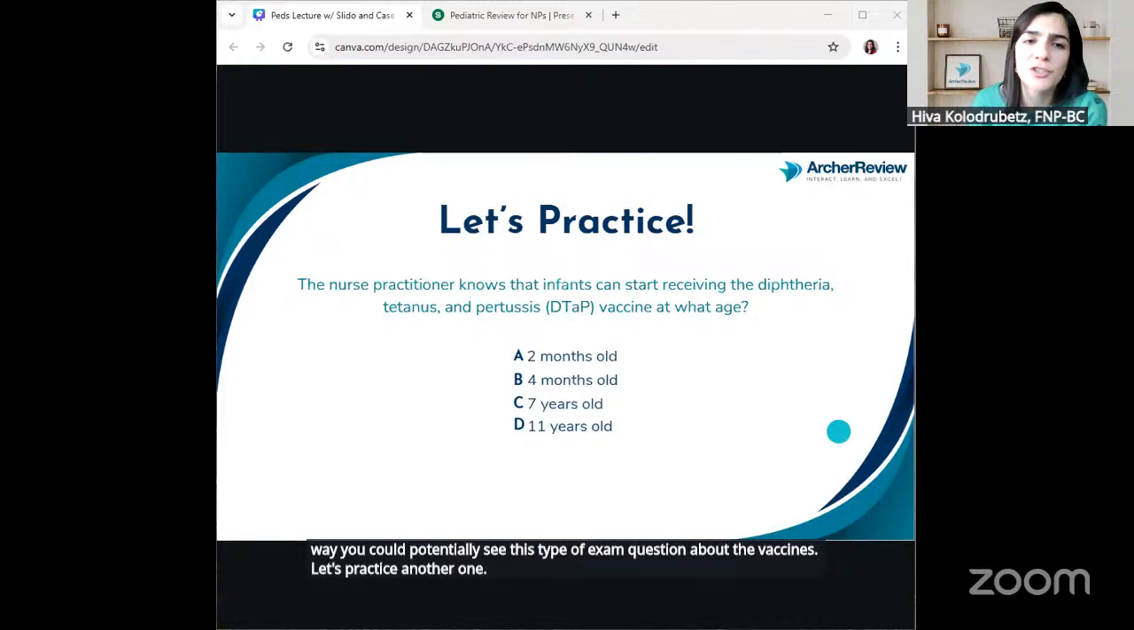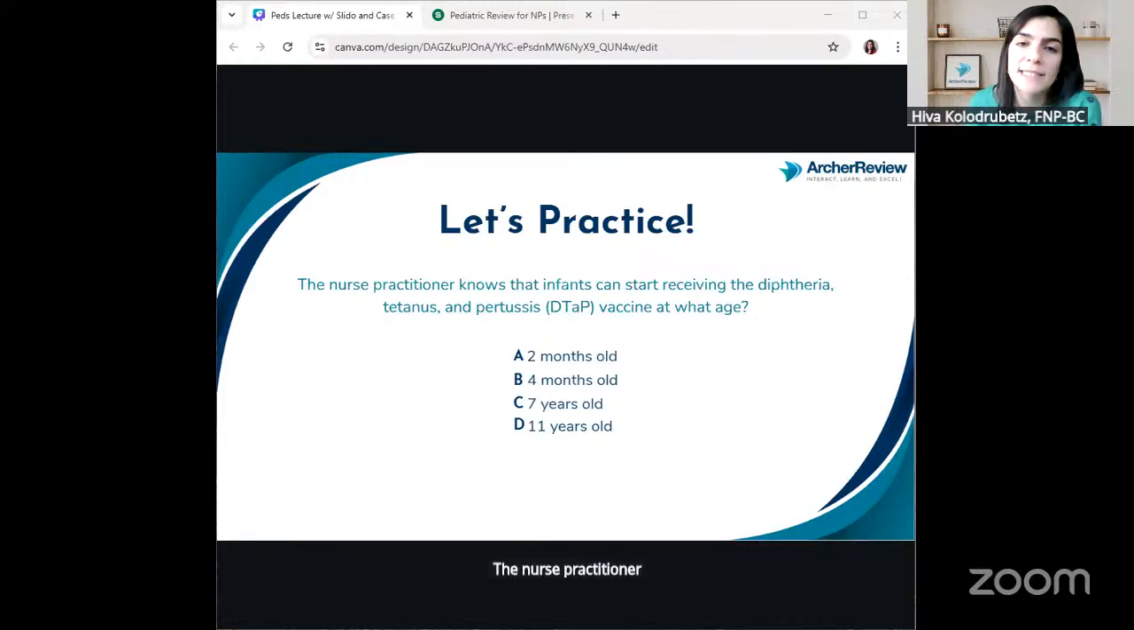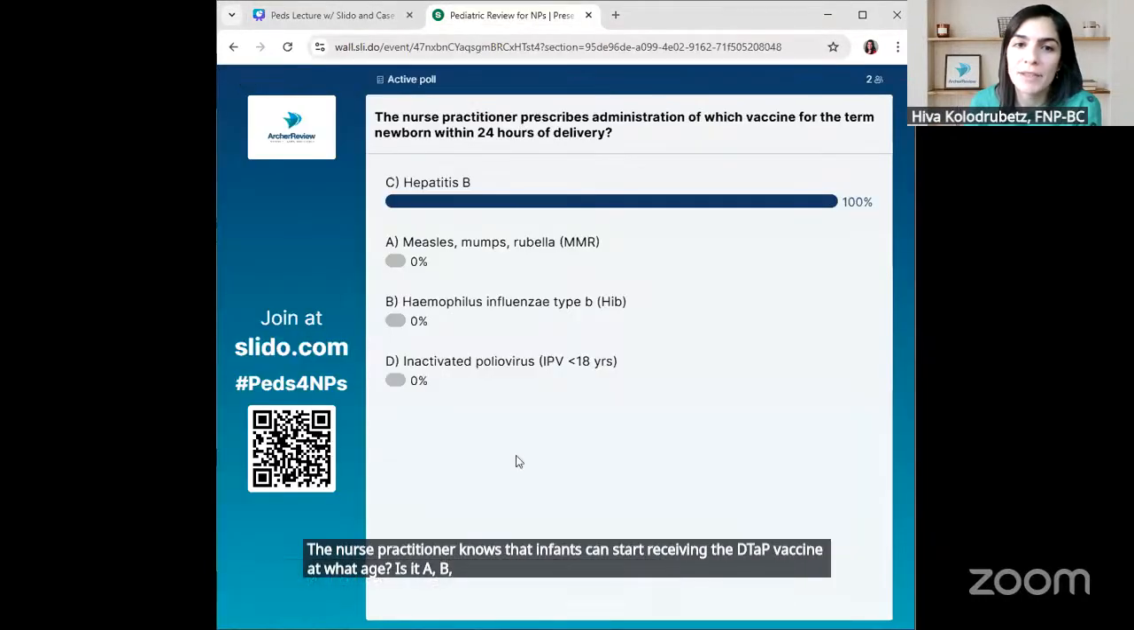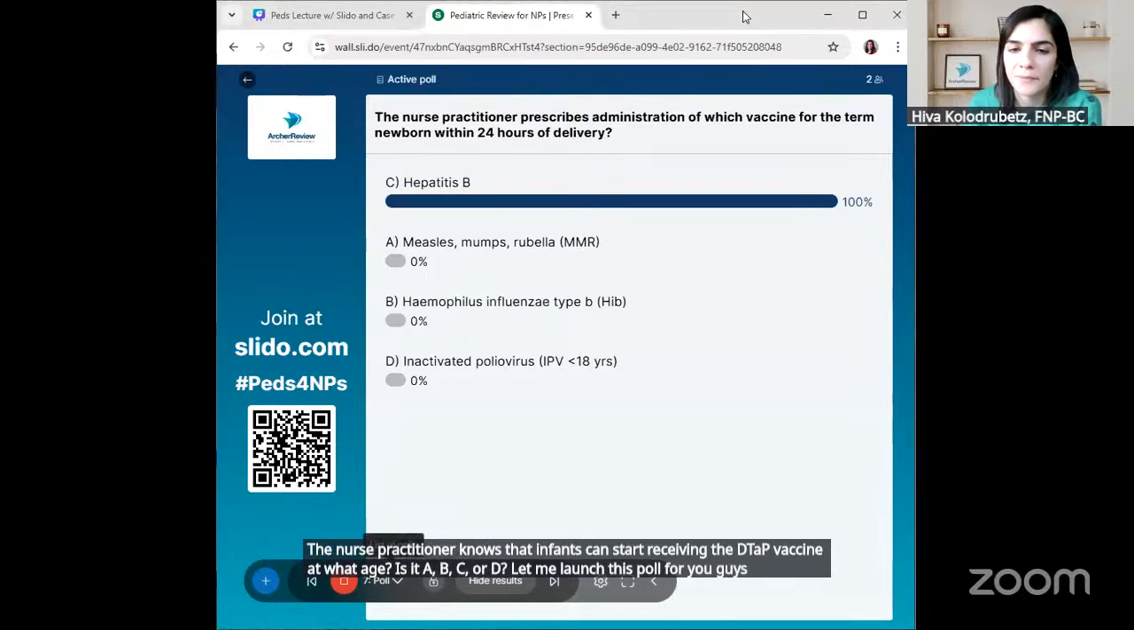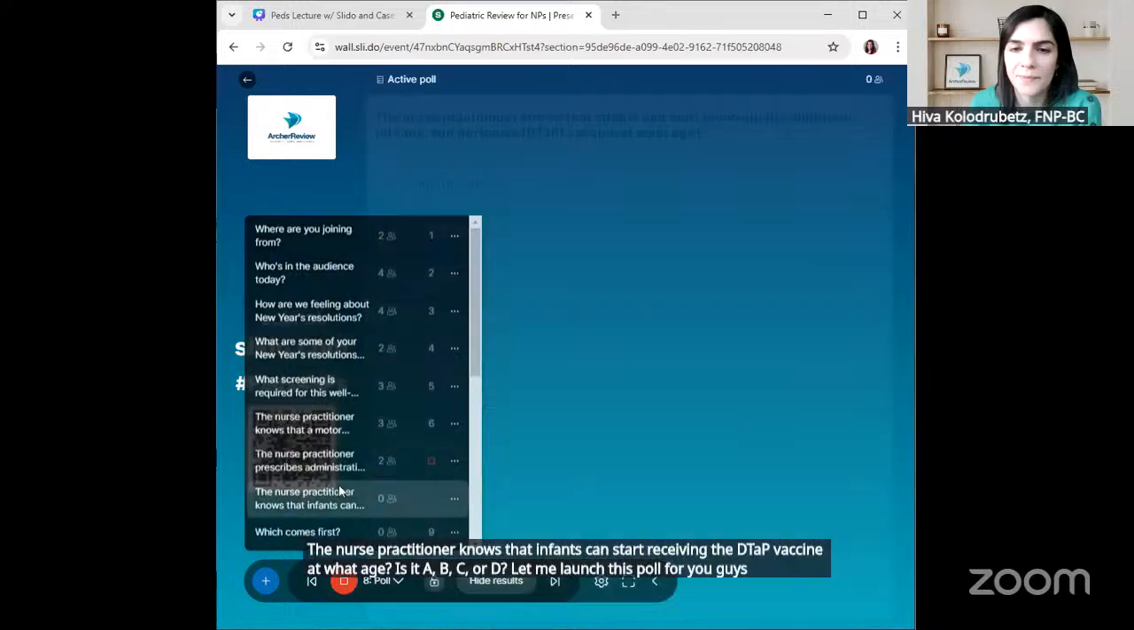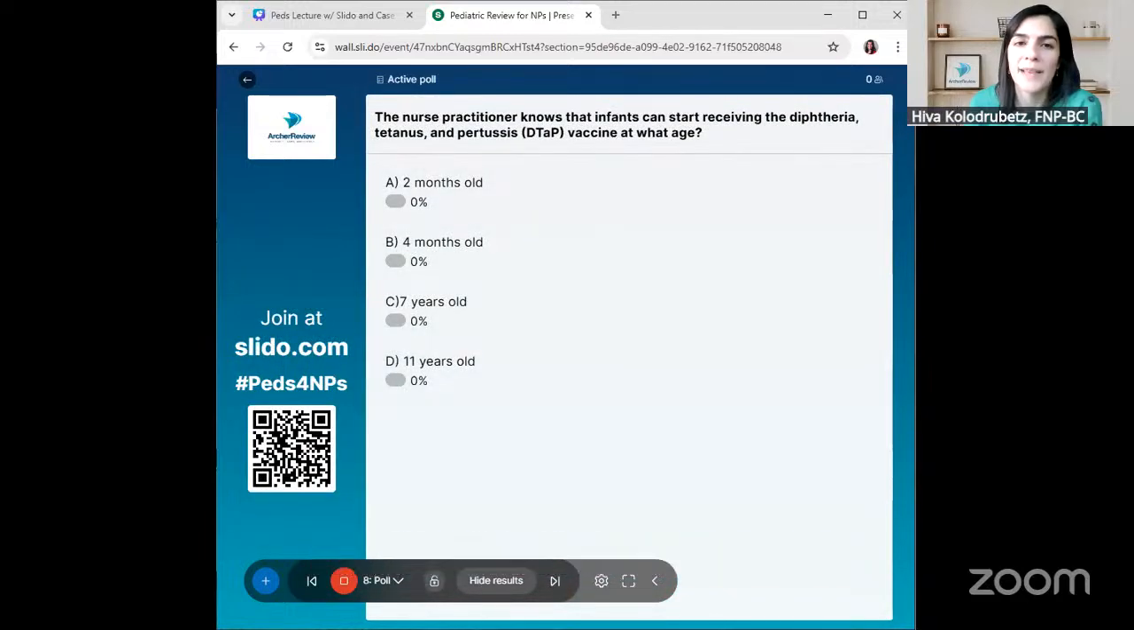The nurse practitioner knows that infants can start receiving the DTaP vaccine at what age? Is it A, B, C, or D? Let me launch this poll for you guys. What do you guys think it is? So we're talking about the DTaP. And you can see that the P is capitalized, but when can this infant start receiving the DTaP?